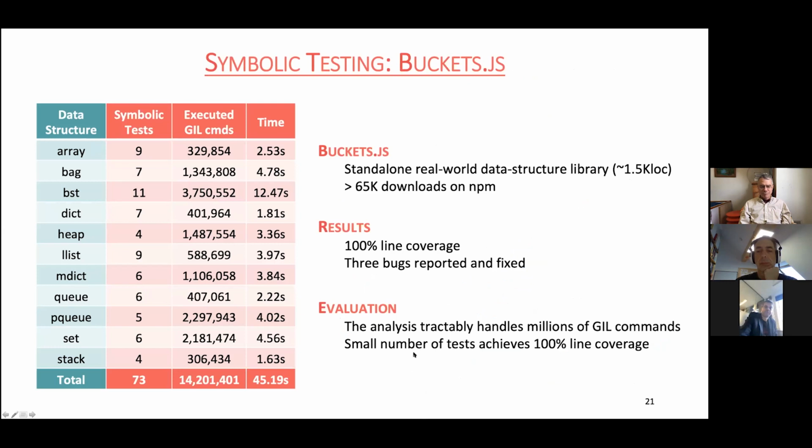Here's the evaluation. We have the Buckets real world library. An MSc student did the symbolic tests very straightforwardly, and we found some bugs in a library that's used a lot already. And we've got this many lines of code, this number of Jill commands, and we're in this sort of order for this sort of number of seconds.